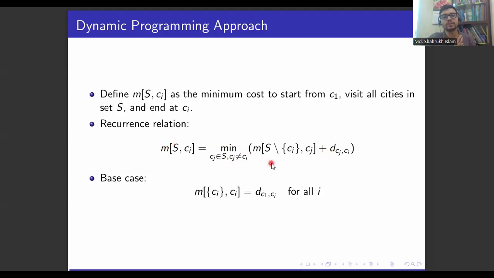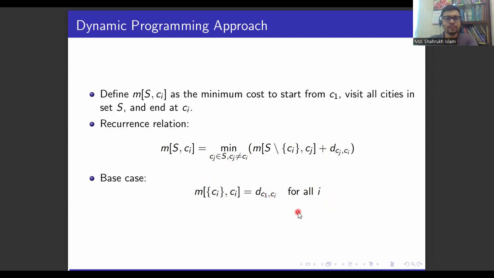And what will be the base case? The base case is very simple. M({Ci}, Ci): we will just visit one city from C1, from C1 to C2 or C1 to C3 or C1 to C4 and so on. So this will be the distance from C1 to Ci for all i. This is our base case.